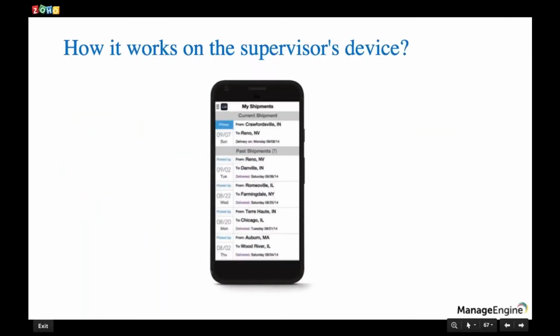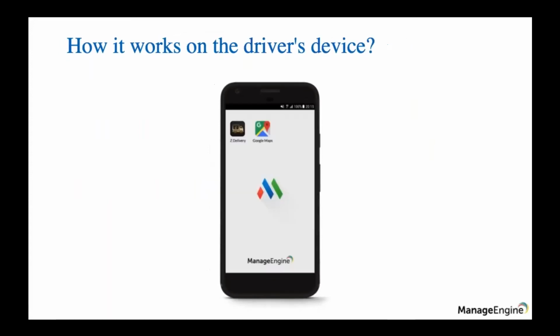So this is the supervisor's device in this case. So as you can see, this is the only app that will be available on this particular device. The supervisor will not be able to come out of this particular app. Whereas in the case of the driver's device, they will be allowed to move between the Z Delivery and the Google Maps app. As I had told you, this is the default wallpaper that will be available.